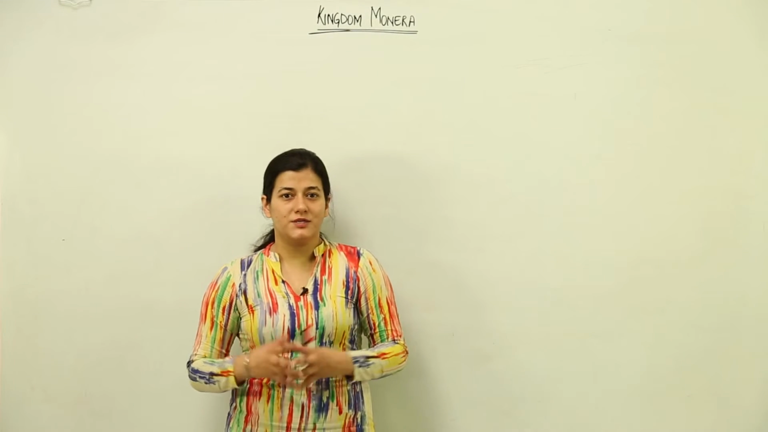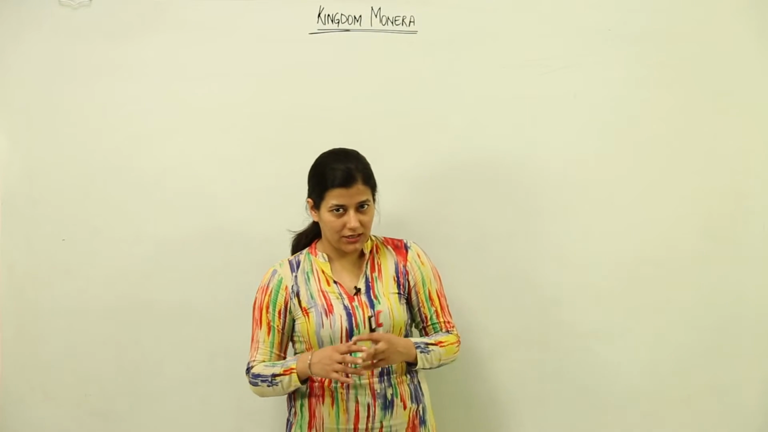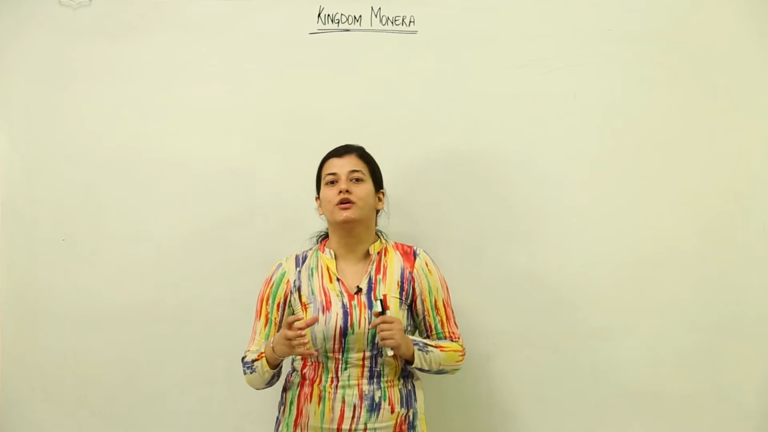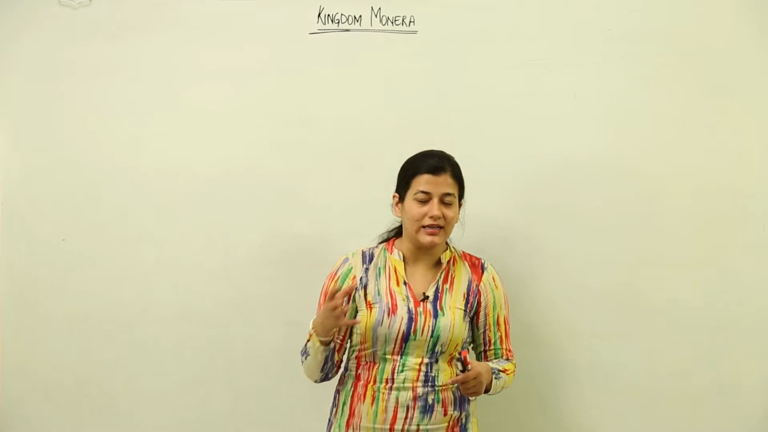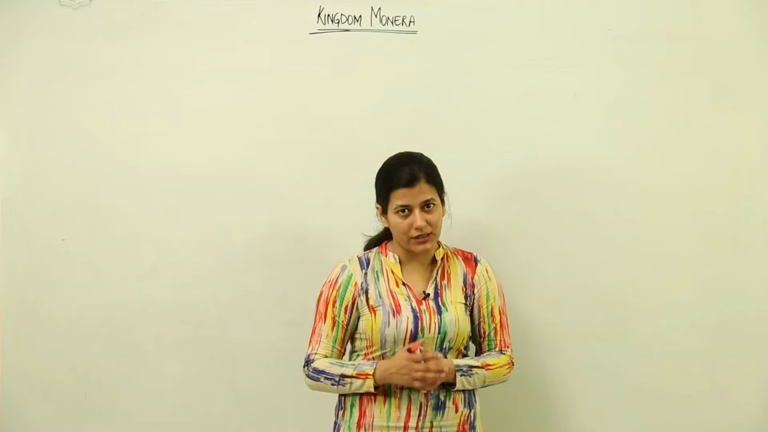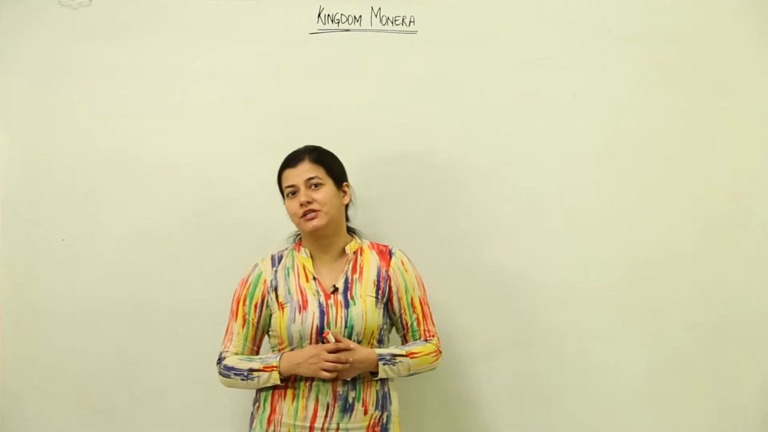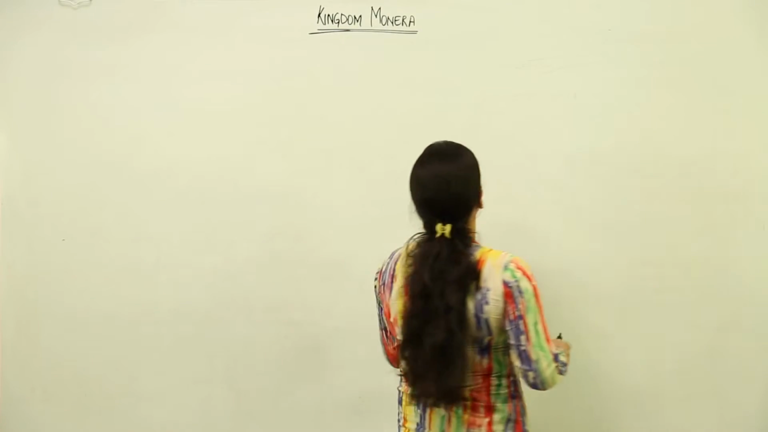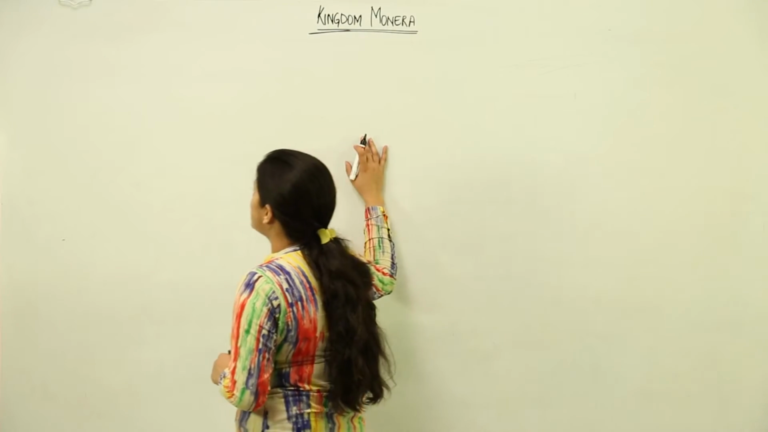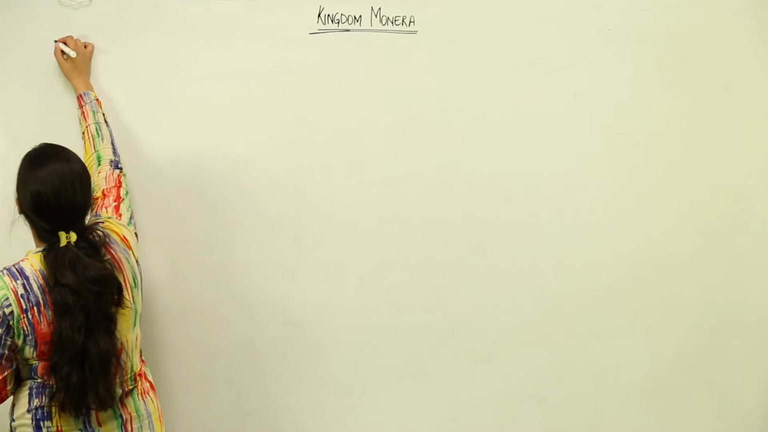The 5 kingdom classification that we study easily puts the prokaryotic cells in another kingdom, which is totally different from the others, and that kingdom is known as kingdom Monera. We did talk about that in the introduction. Now what is kingdom Monera all about? The simplest way to say it is, it is all about bacteria.